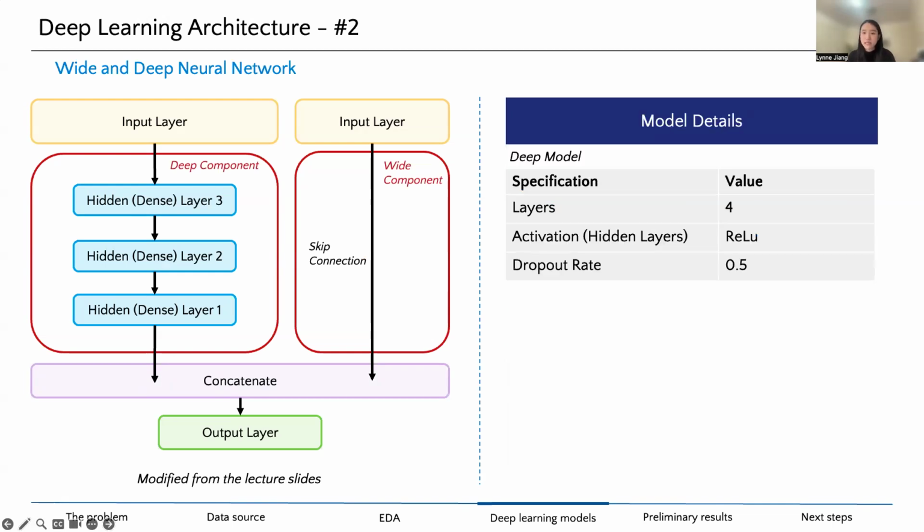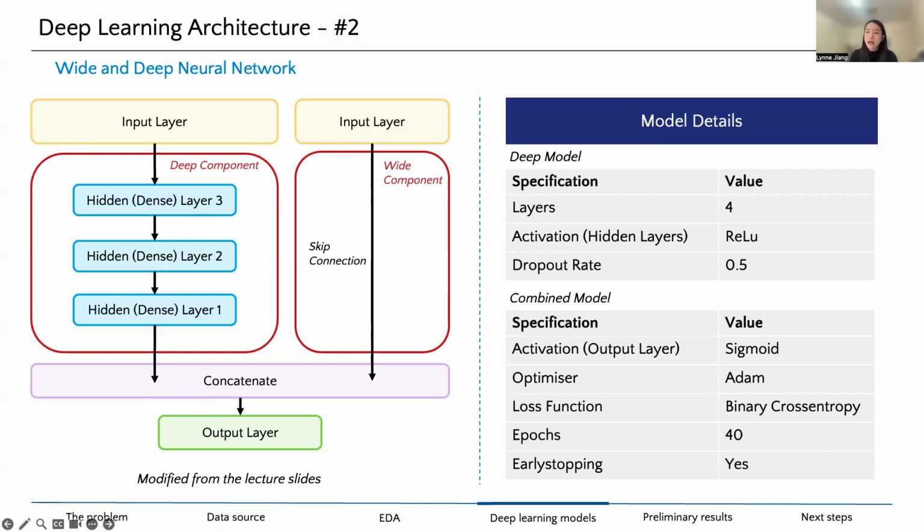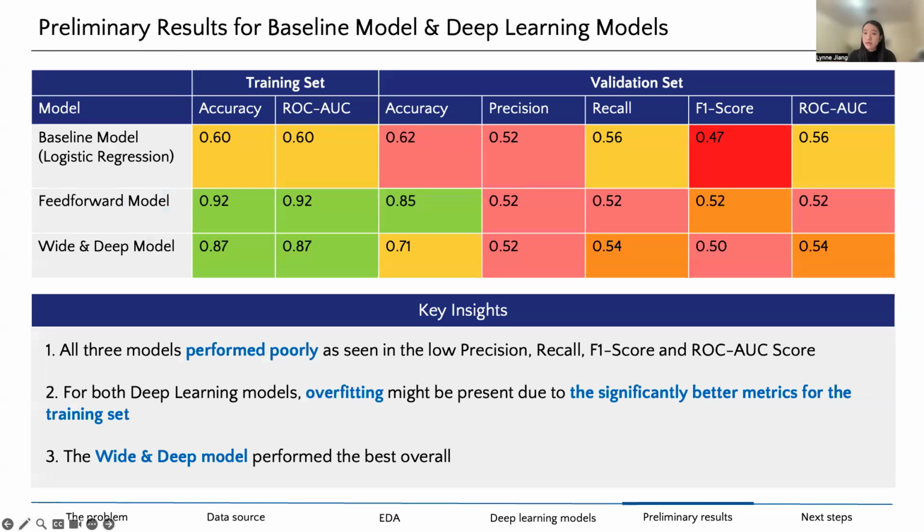The model setup for the deep model is very similar to the first model, and the wide component is simply a copy of the input layer. And the combined model uses the sigmoid activation function again for the output layer. Besides the two deep learning models, a baseline model in the form of a logistic regression model was fitted to the dataset. The results from all three models are captured in the table below, where each cell's color reflects the relative performance to the other models for that criteria.